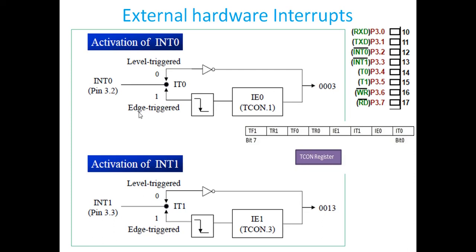So this is related to edge trigger: one machine cycle high, one machine cycle low. The next interrupt you want to invoke, again one machine cycle high, one machine cycle low, then the next interrupt is going to be invoked. That is in case of edge trigger.